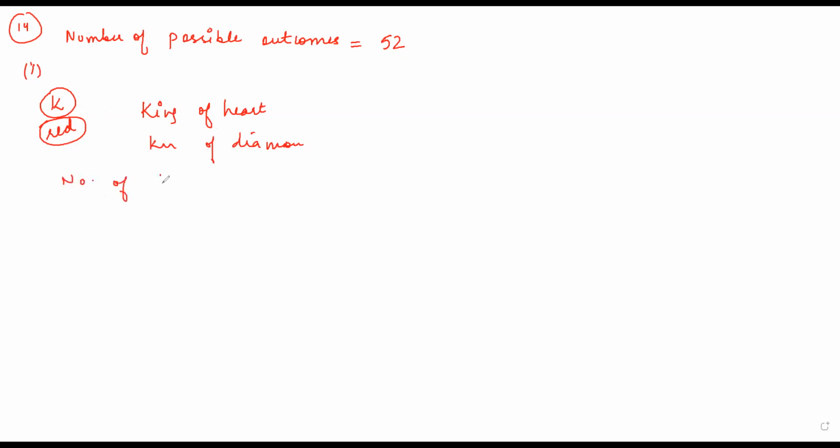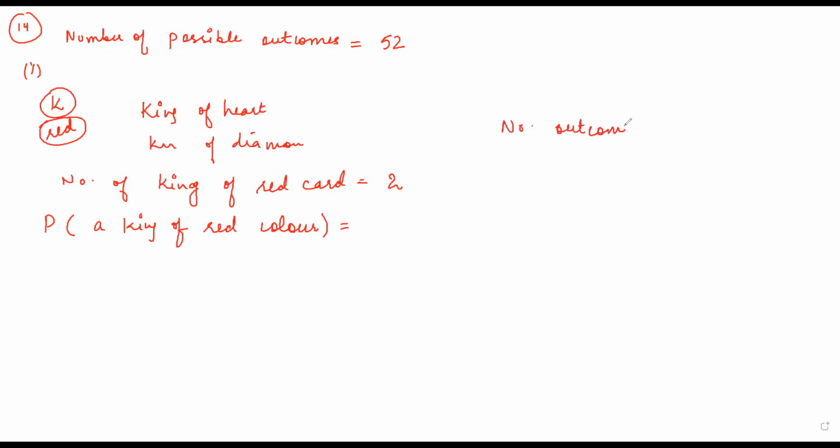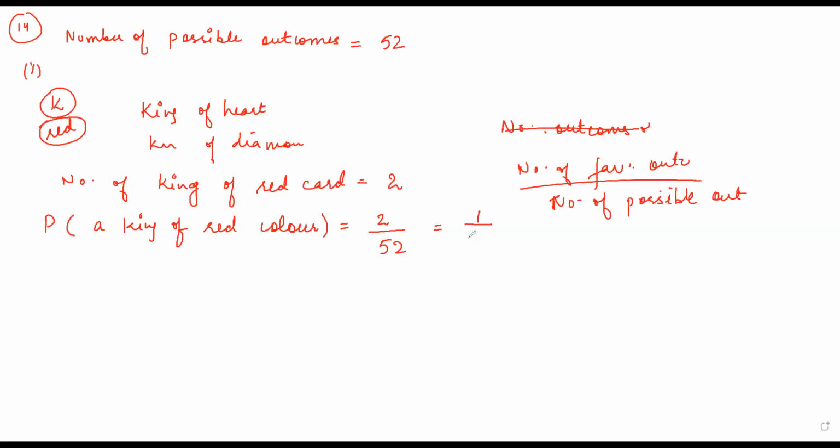Yes. So you can write that number of king of red cards are how much? 2. There are only 2 cards. So probability of king of red color is, so Afaf, the formula is this: number of favorable outcomes divided by number of possible outcomes, like all possible outcomes, right? This is the formula. So my favorable outcomes are only 2. And the total possible outcomes in this case are 52. So you can bring it to simplest form, that is 1 upon 2 into 2 and then 26. So 1 by 26 is the probability of getting a king of red color.